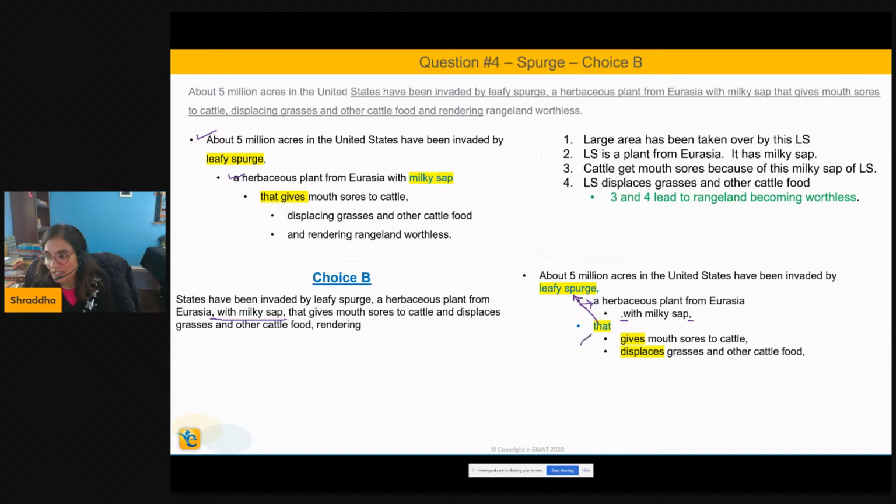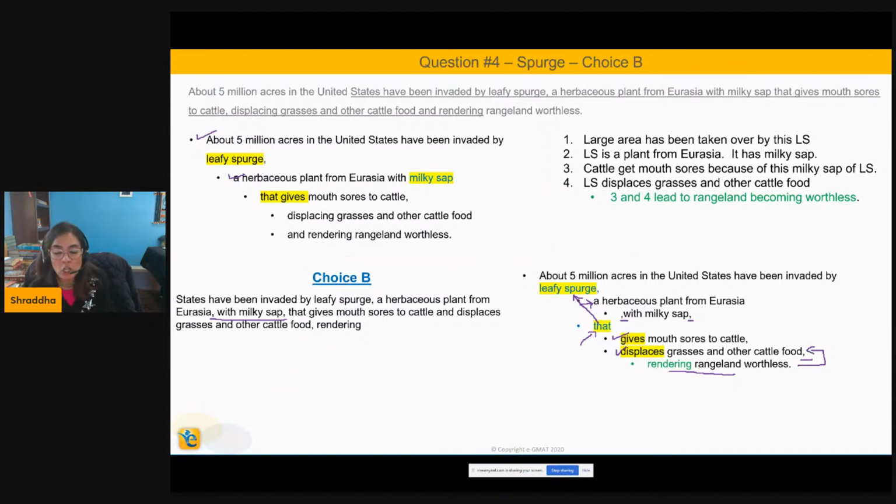So this that we see here, it has two verbs, gives and displaces, and both these verbs are related to the subject, which is actually talking about leafy spurge and not about milky sap. That flexibility is there in the structure, and then everything falls in place. I have comma plus verb-ing modifier that is correctly presenting the effect of the preceding action, which is displaces.